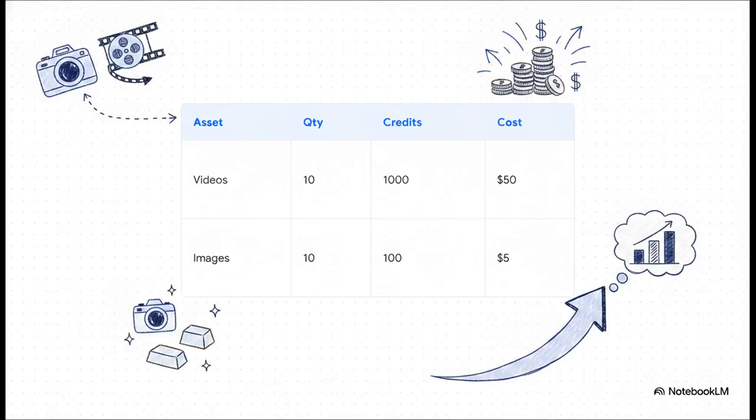Looking at this breakdown table, those margins become even clearer. Not only are the video ads incredibly cheap to make, but look at that bottom row. Generating 10 stunning studio-quality product images costs just 100 credits. That's about $5. You are quite literally delivering immense agency-level value for pennies on the dollar.